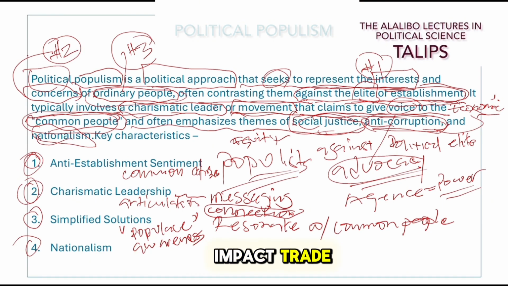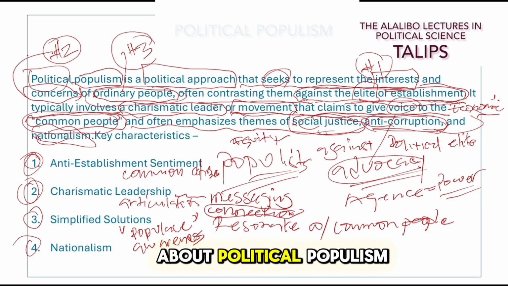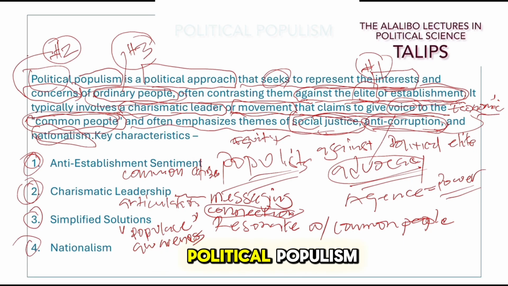And that might impact trade, it might impact foreign policy, it might impact your alliances and your partnership with other countries, etc. So it's important to tread carefully here. But nationalism is part of the equation when we talk about political populism. So this is political populism.